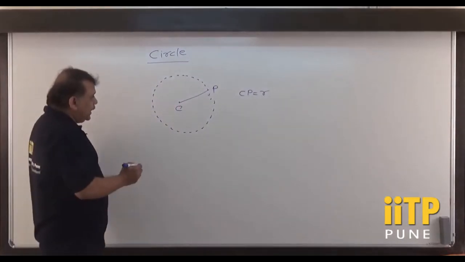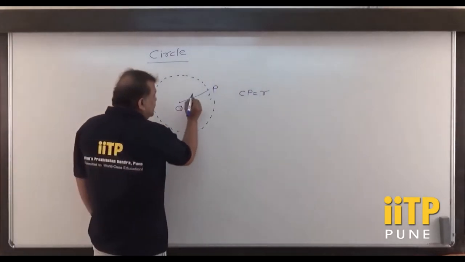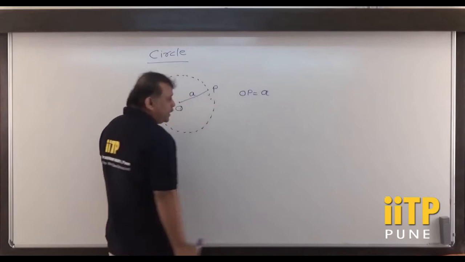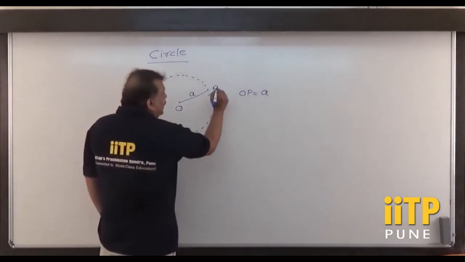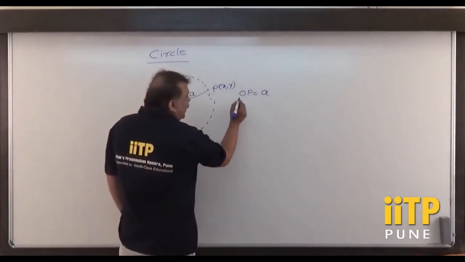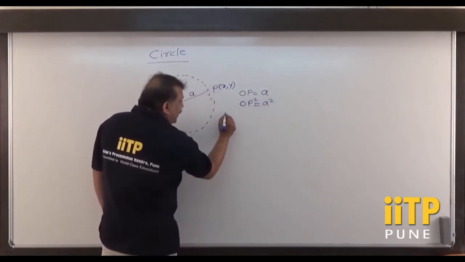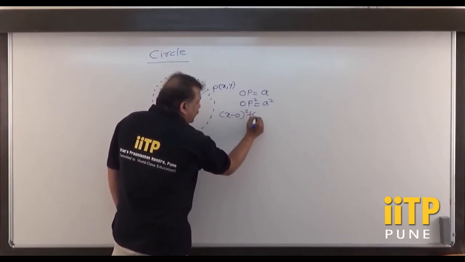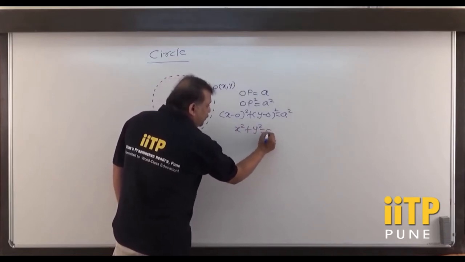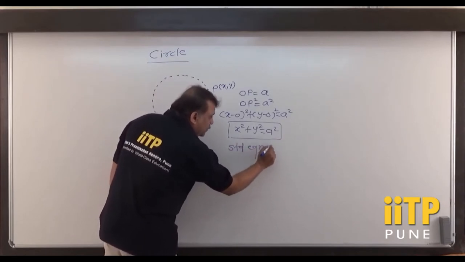Initially, let us assume that this point is the origin and the radius is, suppose, A units. So this OP becomes A. If P(x, y) is any point on the circle, then by distance formula I can write here OP square is equal to A square. By distance formula, I get (x minus 0) square plus (y minus 0) square is equal to A square. That is x square plus y square equal to A square. This is called standard equation of circle.